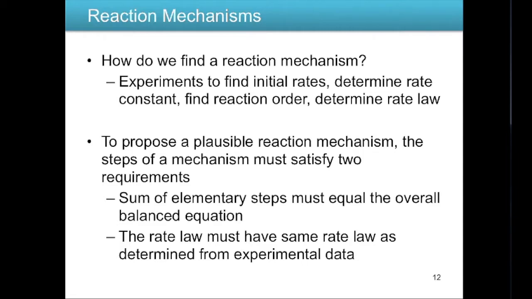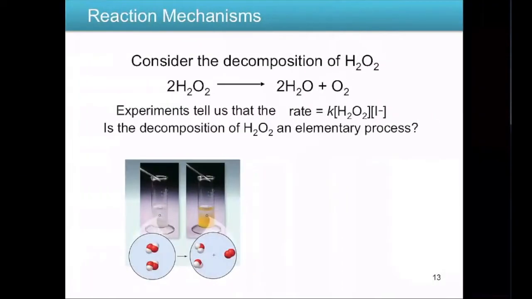So be able to measure intermediates, be able to measure different components of the different steps. So it's not something that's really easy to do. So again, when a reaction mechanism is proposed, it has to satisfy the 2 criteria that are on this slide. So let's go through another kind of example here.